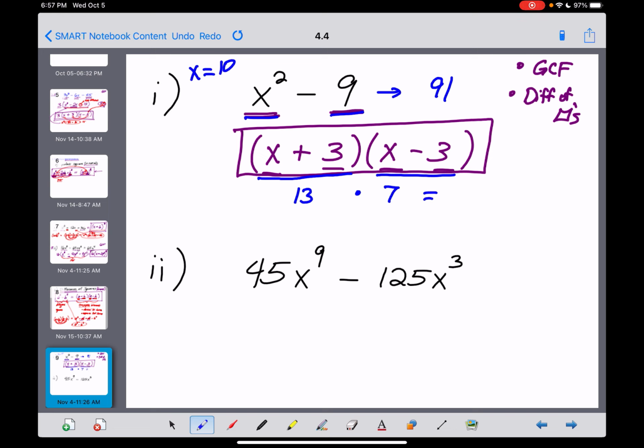And I might have chosen dumb numbers here because I don't think we all have that handy, but okay, 13 times 7. Let's see if I remember fourth grade math. 7 times 3 is 21. Carry the 2. 7 times 1 is 7, plus 2 is 9. Sure enough, that equals 91 as well. Now, that's just one example. That doesn't really prove it, but I think you guys see my point right there. So that is how this difference of squares factored into x plus 3 times x minus 3.